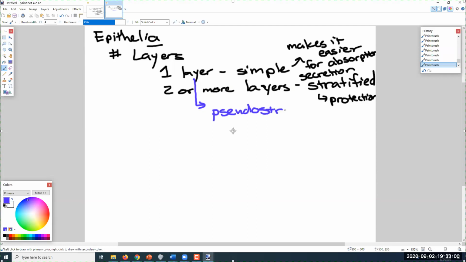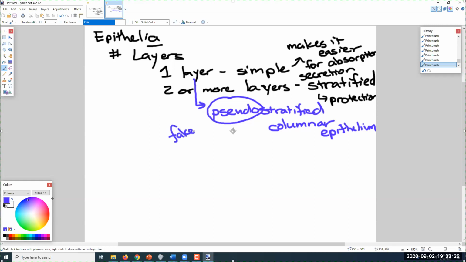pseudostratified columnar epithelium. Okay, anybody know what pseudo means? What does this prefix mean? Yeah, it means fake or false, okay? It means fake or false.